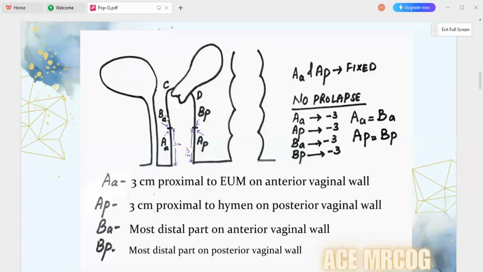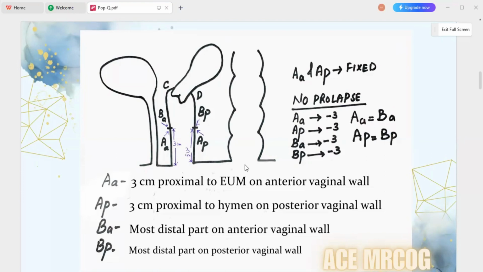Basically AA and BA are the same. If this is the hymen, I told you that whatever is inside the hymen and has not come out is a negative point, and whatever comes out of the hymen is a positive point. So this is the hymen, and this point is 3 centimeters behind the hymen, so it is -3. Similarly, this is -3. BA is also -3 and BP is also -3. Basically, these distances are almost equal.